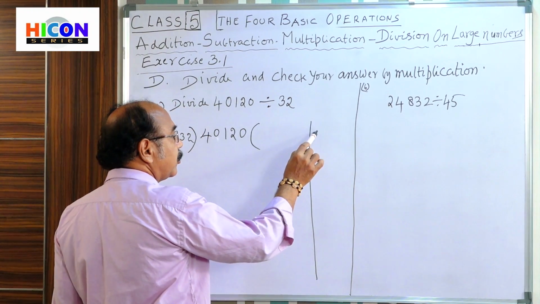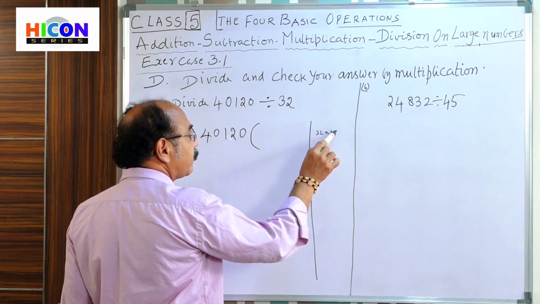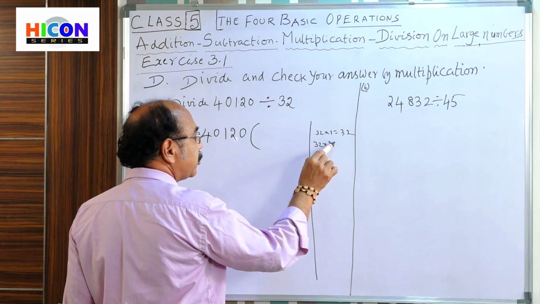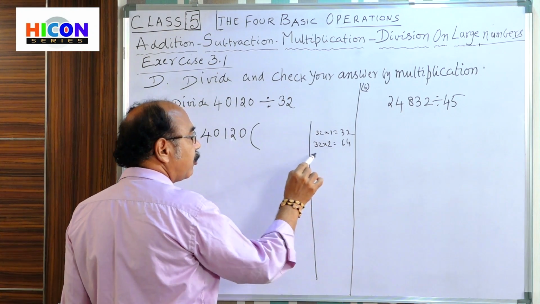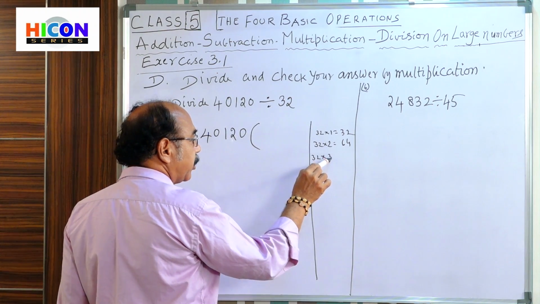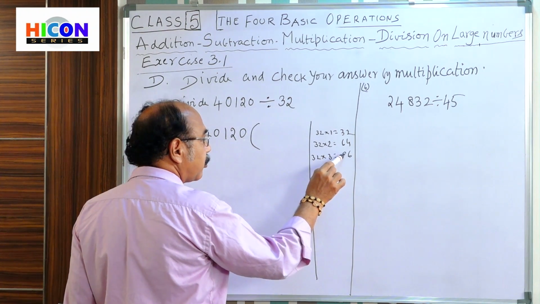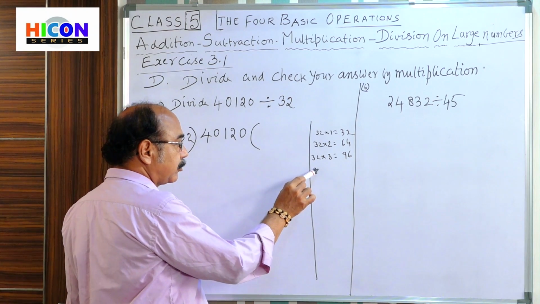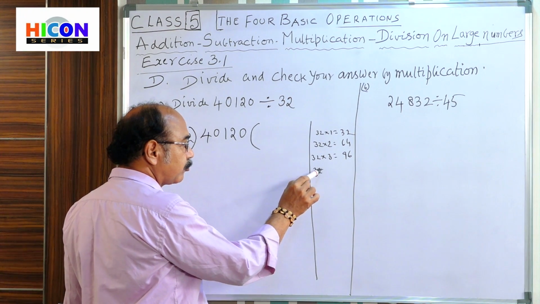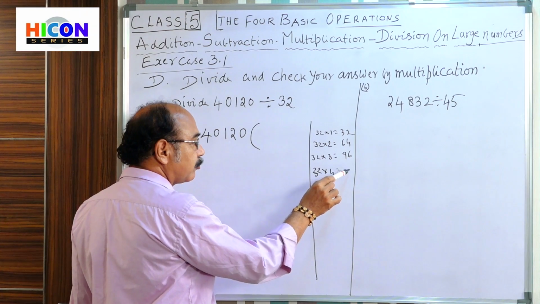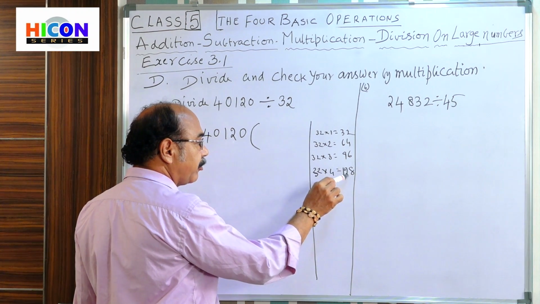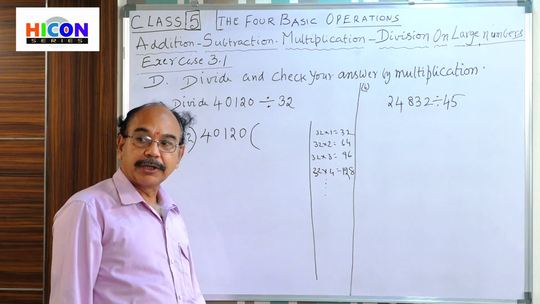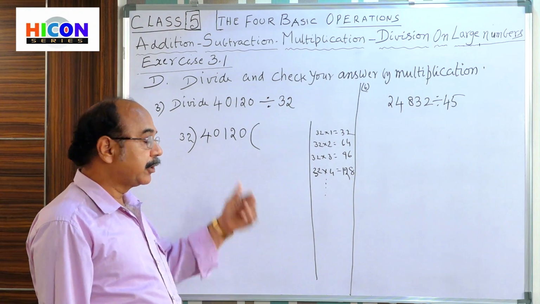See, 32 ones are 32. 32 twos are how much? 64. 32 threes are 96. And 32 fours are, 4 twos are 8, 4 threes are 12. Like this, we continue here. In reading the table, we write that.